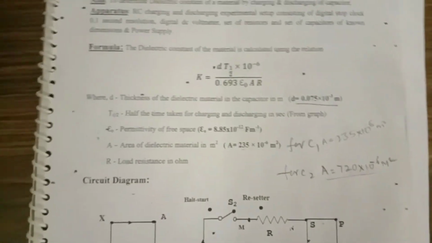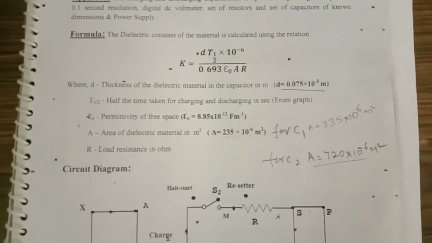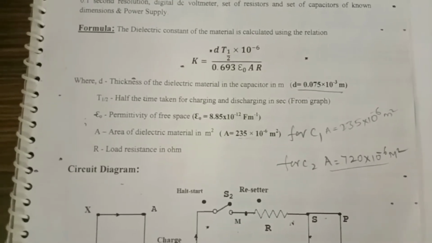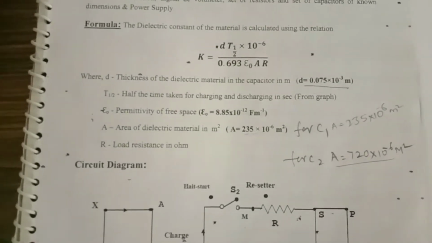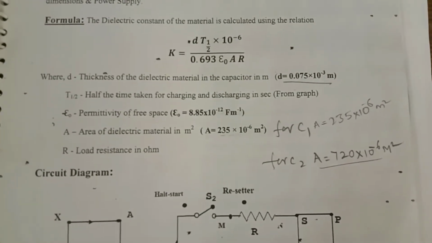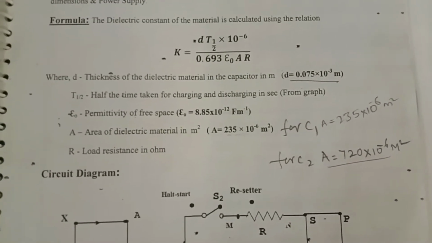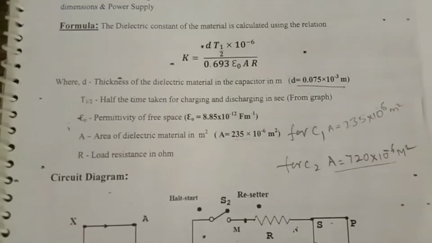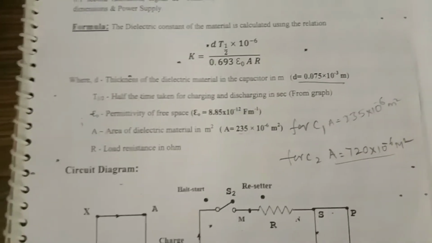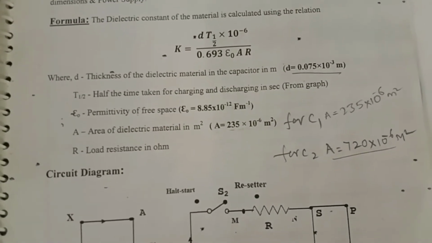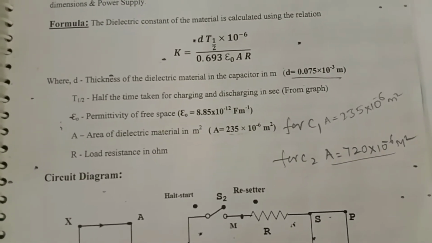Here d stands for the thickness of the dielectric material in the capacitor, in meters, and t half is the half time taken for charging and discharging, in seconds. Epsilon naught is the permittivity of free space, whose value is mentioned in the bracket. Capital A stands for the area of the dielectric material in meter square, and R stands for the load resistance in ohms.